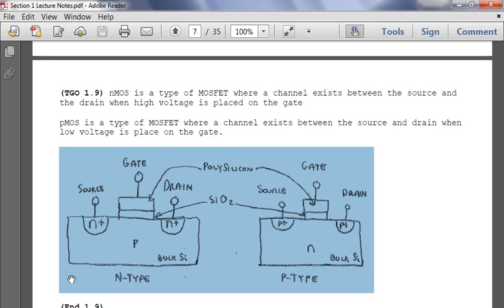Okay, so let me read the word-for-word nMOS and pMOS definitions for you. nMOS is a type of MOSFET where a channel exists between the source and the drain when a high voltage is placed on the gate. And pMOS is a type of MOSFET where a channel exists between the source and the drain when a low voltage is placed on the gate.